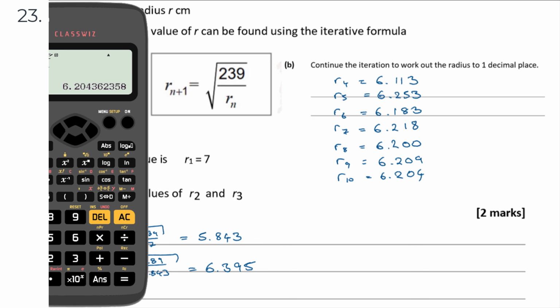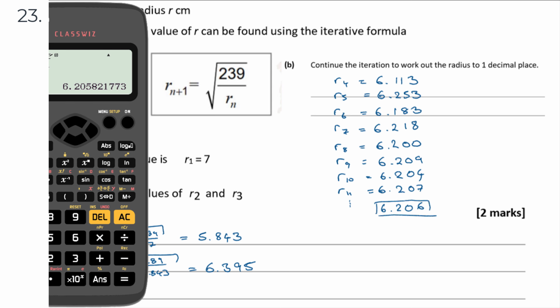And then I've got R11 is 6.207. And then the next one. If I keep pressing it now, can you see it just kind of resolves to 6.2058. Just going to round off to 6.206. That's where it kind of settles to.